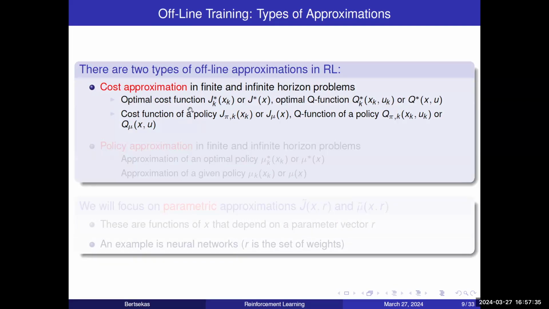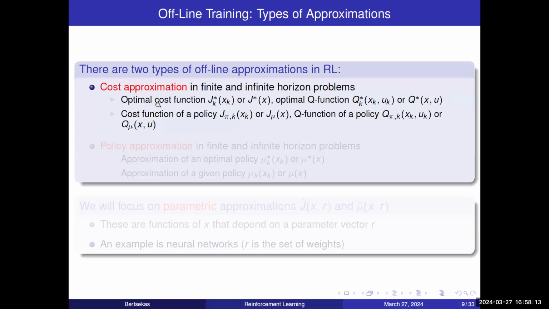approximate the optimal cost function J_k star or J star. So J_k star means in the finite horizon context. So for different stage, we need to have a different cost function approximation. And J star is infinite horizon context, since different stage does not change the optimal cost. So we have one cost function approximation. And we may also approximate the optimal Q function, which is Q star k and Q star.